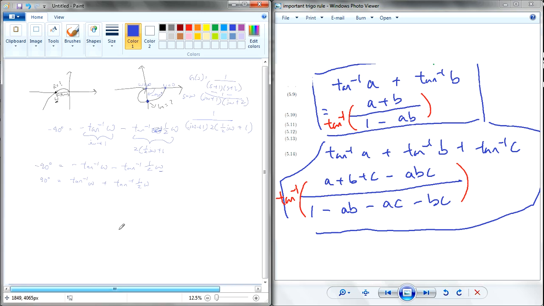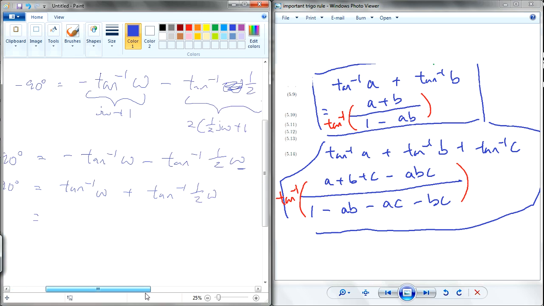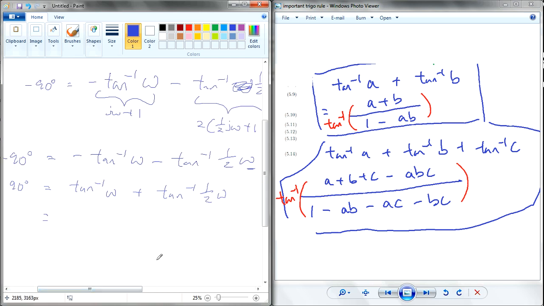Knowing that this is tangent inverse, I'll zoom in now. So tangent inverse a plus b. a plus b is actually omega plus half omega, divided by 1 minus ab, so omega times half omega. So this is the equation.